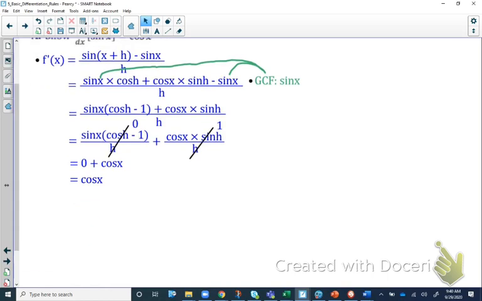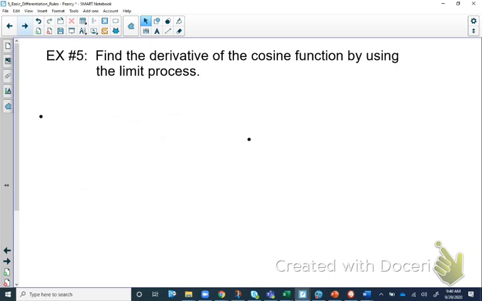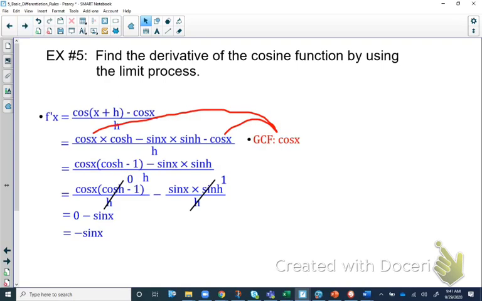Now the next one is going to do the same thing, showing that the derivative of cosine is negative sine of x. I'm going to just ask you to go ahead and pause the video for a second and see if you can try to work it out using that limit definition of the derivative. And then when you're done, hit play, and I'm going to have my work up here so you can copy it down if you need to.